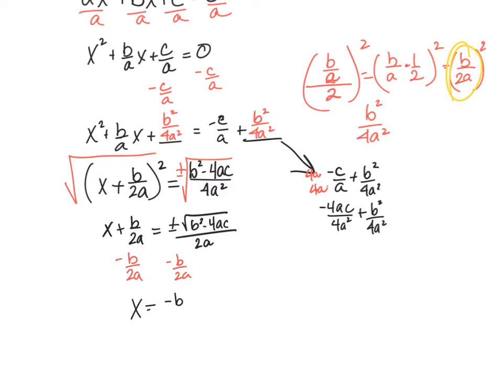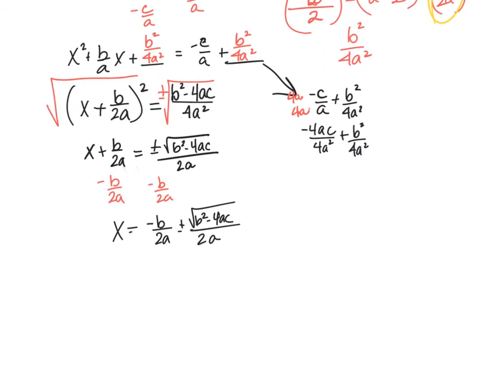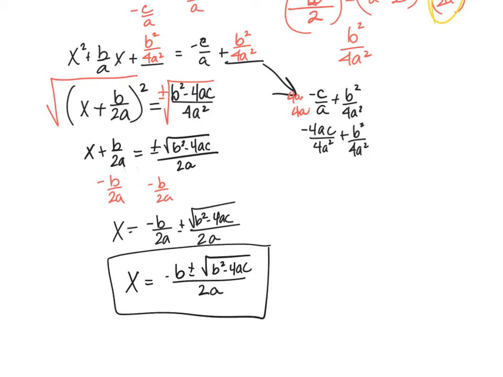So x equals negative b divided by 2a plus or minus the square root of b squared minus 4ac over 2a. And because they have the same denominator, I can put that all under one fraction. x equals negative b plus or minus the square root of b squared minus 4ac, all over 2a. And that's where the quadratic formula came from. Some people think it's pretty cool. Some people are like, I have no idea what you just did. But okay, that's where it came from.